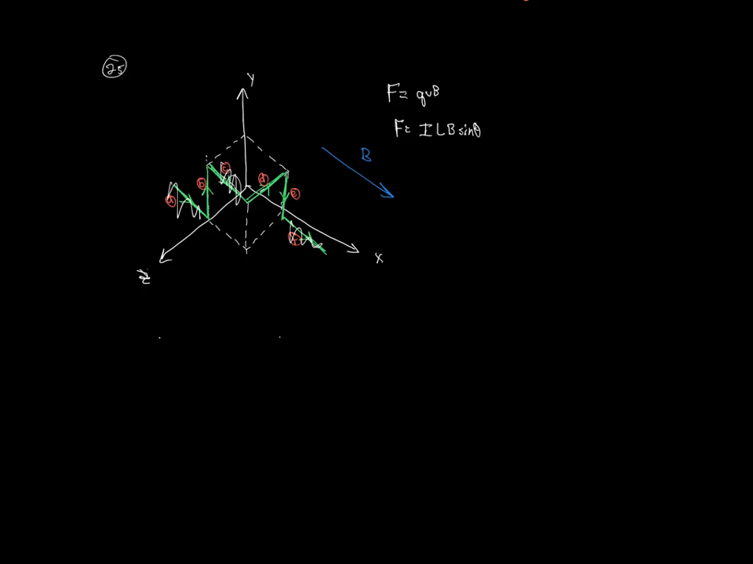Let's do FB. IL cross B, so I have to do this cross product. They give us the current: 25 amps. They gave us the length of the wire: 0.25. They gave us the magnetic field: 2. So I can multiply all those out and I get 12.5. So that's the magnitude.